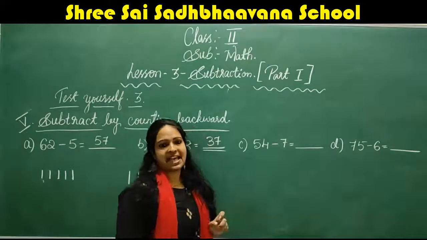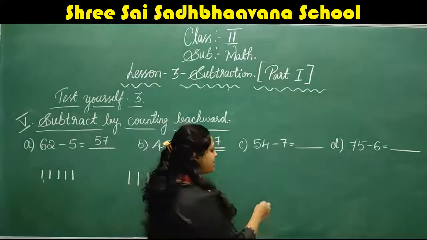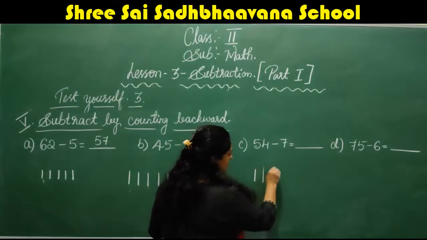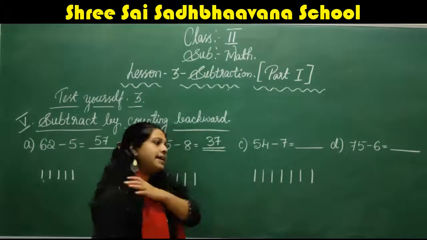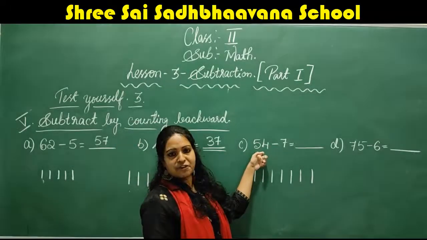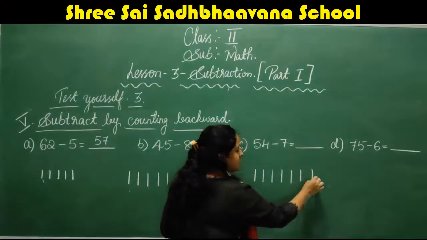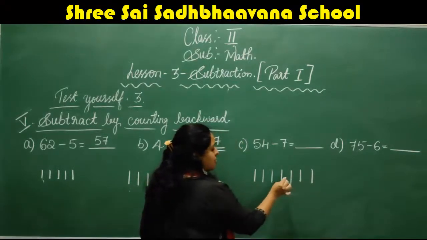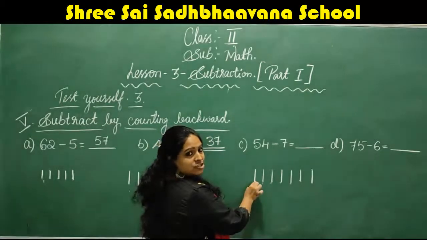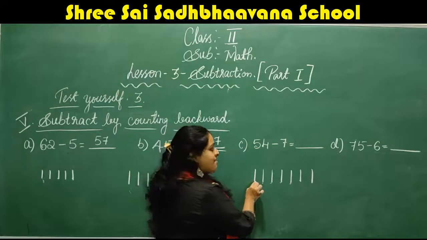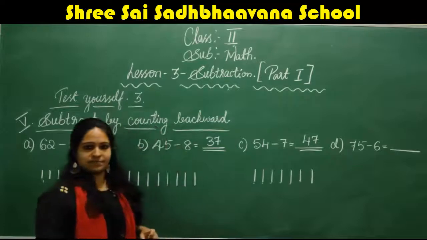Move on to this. 54 minus 7. So I have to minus 7 from 54. Let me draw 7 lines. 1, 2, 3, 4, 5, 6, 7. Okay? Which is the back number of 54? 53. So let me start counting from 53. 53, 52, 51, 50, 49, 48, 47. Where did I stop now? At 47. So what's the answer? 47 is the answer.